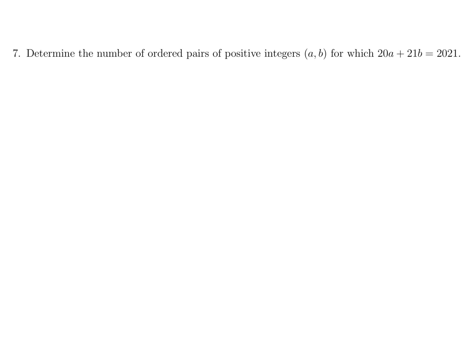Determine the number of ordered pairs of positive integers (a, b) for which 20a plus 21b is 2021. Okay, so I guess we're just looking for integer solutions to that equation.